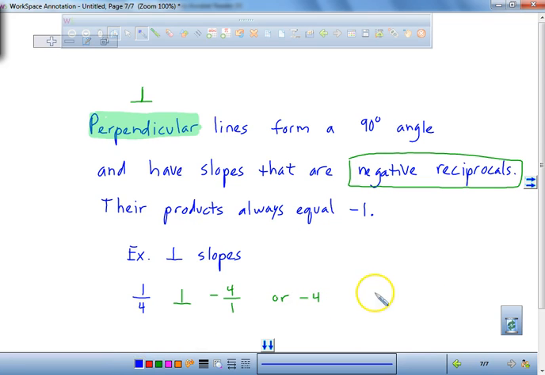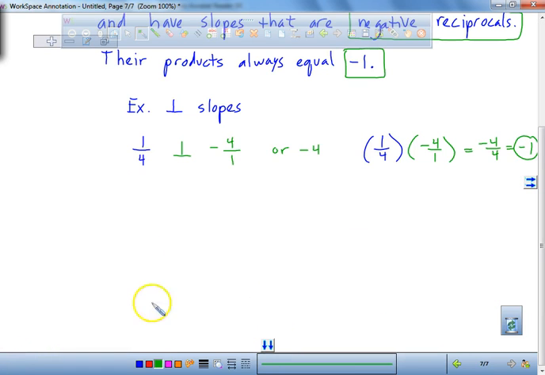Now watch. If I take 1 over 4 and multiply it by negative 4 over 1, how do we multiply fractions? Numerator times numerator and denominator times denominator. That gives us negative 4 over 4, which reduces to negative 1. What are the products of perpendicular slopes always equal to? Negative 1. So there's your first example of a perpendicular slope. This slope is perpendicular to this slope. All right, here we go. Give me another slope, Devon.